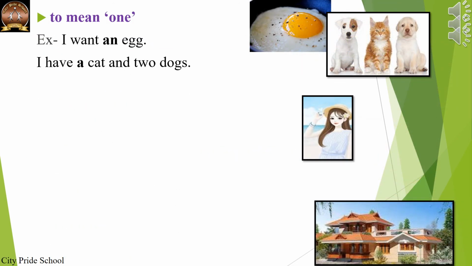Rule 5. A and an is used when we talk about only one thing. Means a and an is used to refer to only one thing. Example, I want an egg. Means I want only one egg. I have a cat and 2 dogs. Here it means I have only one cat and 2 dogs as pets.